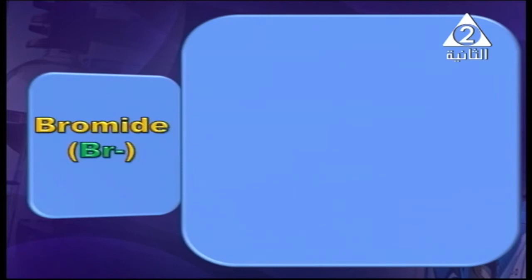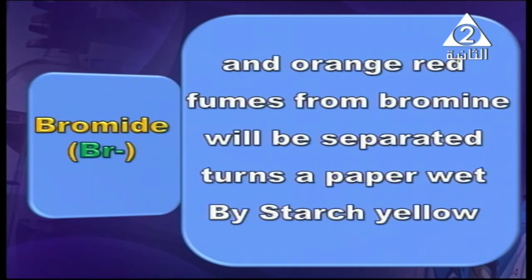Catch the reaction now. You have bromide, Br negative. Now, orange red fumes from what? From bromine that will be separated. Take care of the color of Br. The color here is what? It is red. It turns paper wetted by starch into what? Into yellow. What about the reaction now?